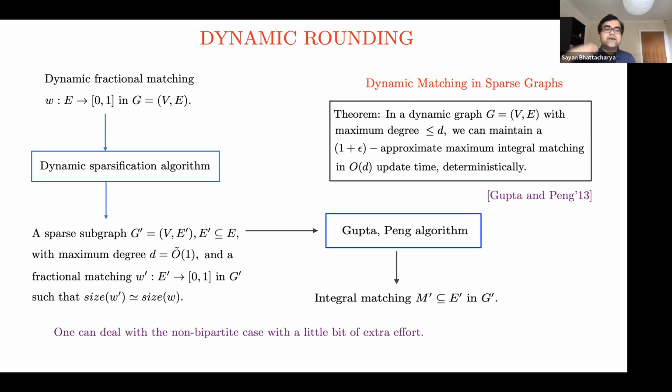Again, for the non-bipartite case, we can deal with it with a little bit of extra effort. Please ignore this for the rest of the talk. Now, since the Gupta-Peng algorithm is running on a sparsifier and the sparsifier has bounded degree, its update time is small, polylogarithmic. So overall, this scheme runs in polylogarithmic update time if you get a fast dynamic sparsification algorithm.